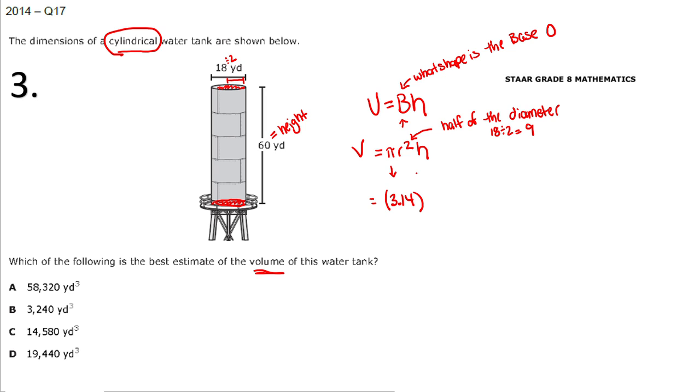This radius is 9. We're going to have to square it, so put a little 2 right there. And then our height, which is 60. Notice that we had 3 things to plug in, so I have 3 things in parentheses. If you stay organized like this, I promise you will not make mistakes. So get this answer.